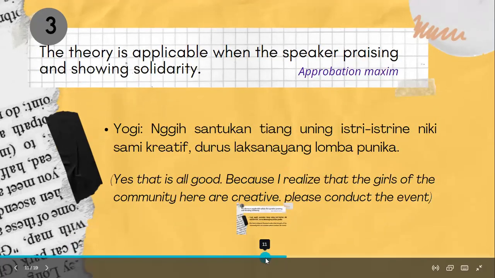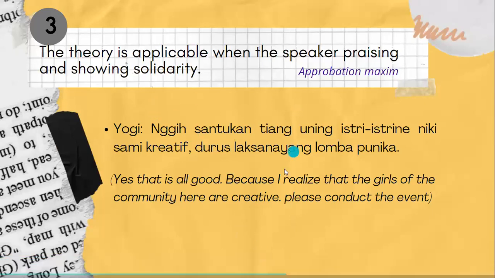And then next, the theory is applicable when the speaker praises and shows solidarity. This is also an example of the approbation maxim, where first the speaker shows praise to the hearer: "Nggih, santukan tiang uning istri-istri niki sami kreatif." It's praising, and then the solidarity is shown in the next utterance: "Durus laksanayang lomba punika." He agrees that the event should be conducted.